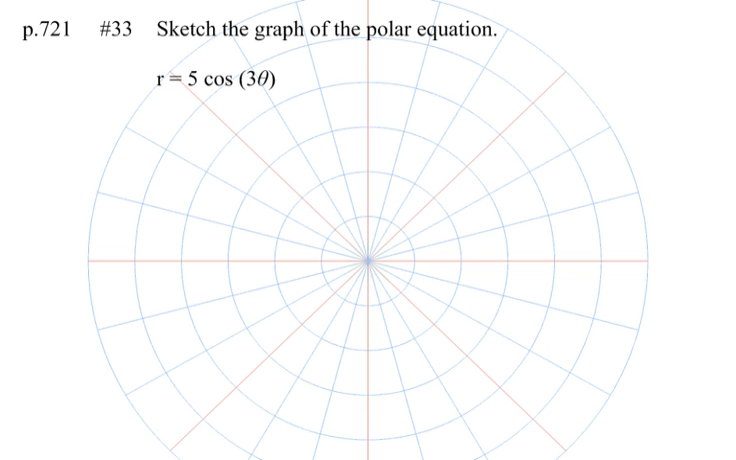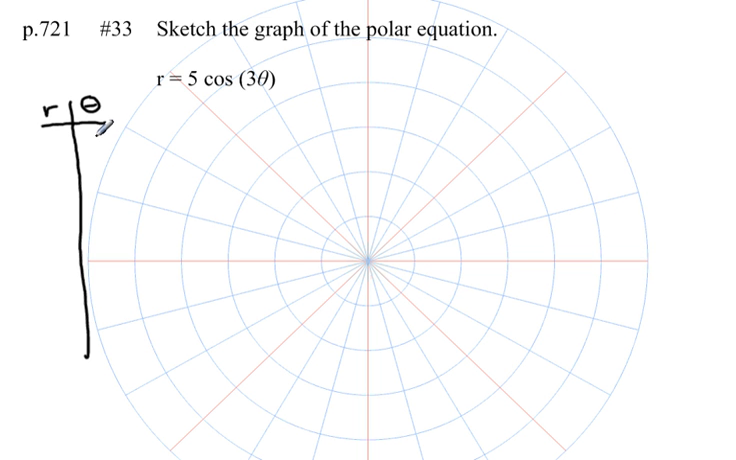Page 721, number 33. Sketch the graph of the polar equation, and we're given r equals 5 times the cosine of 3 theta. And we've got some polar graph paper to work with. Now, back when we first learned to graph, we would make an xy table of values. Now we're going to make an r theta table of values. In the past, we would choose x, find y. In this case, we're going to choose theta and find r.